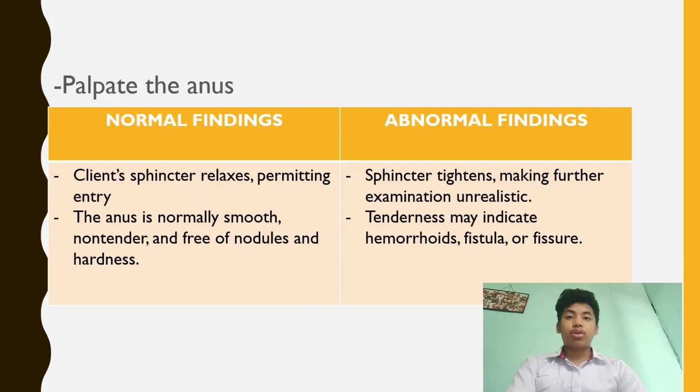Palpate the anus. Inform the client that you are going to perform the internal examination. At this point, explain that it may feel like his bowels are going to move, but this will not happen. Lubricate your gloved index finger and ask the client to bear down. For the normal findings, the client's sphincter relaxes, permitting entry. For the abnormal findings, the sphincter tightens, making further examination unrealistic.